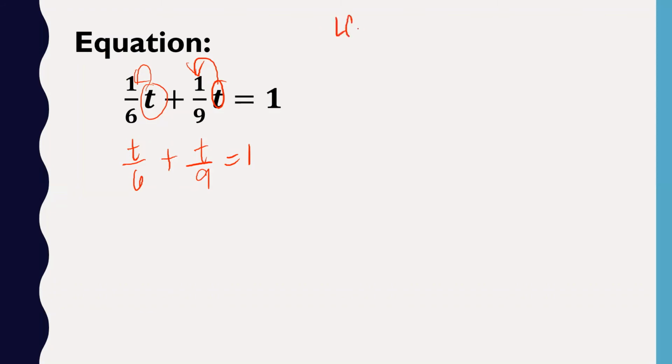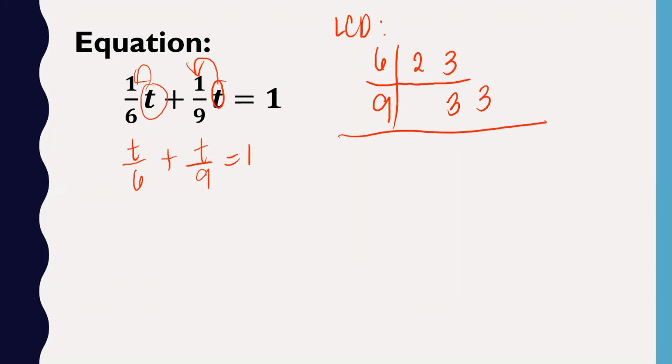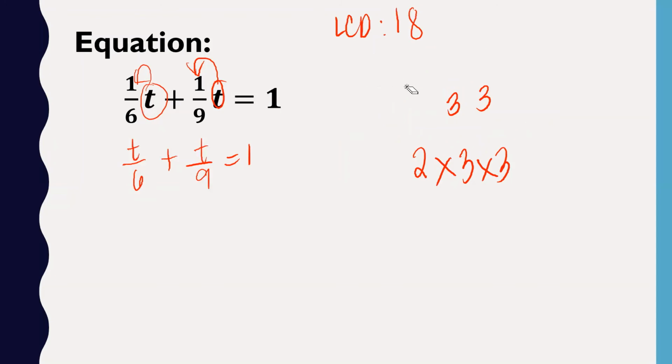So if we're going to look for the LCD of 6 and 9, the prime factors of 6 are 2 and 3. And the prime factors of 9 are 3 and 3. Okay, now we have to bring down 2. The common is 3, then bring down 3. So 2 times 3, 6, times 3, 18. Therefore, the LCD now is 18.